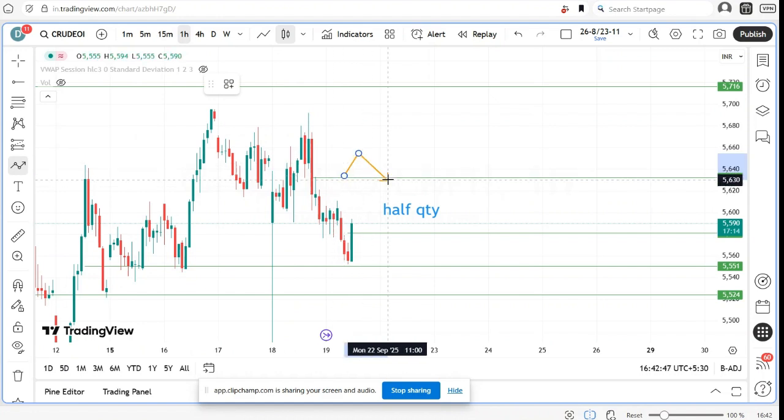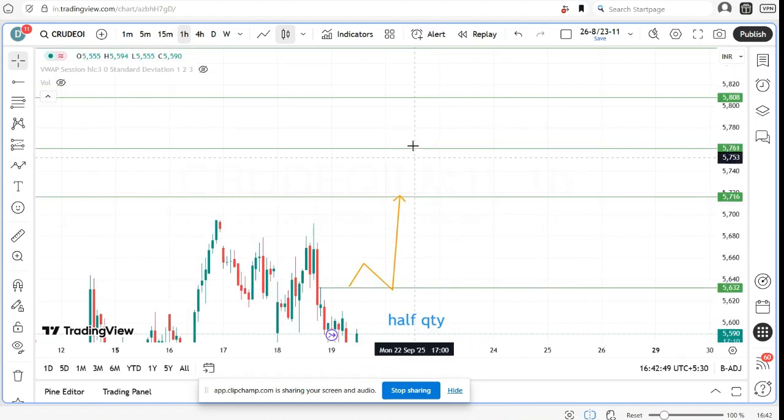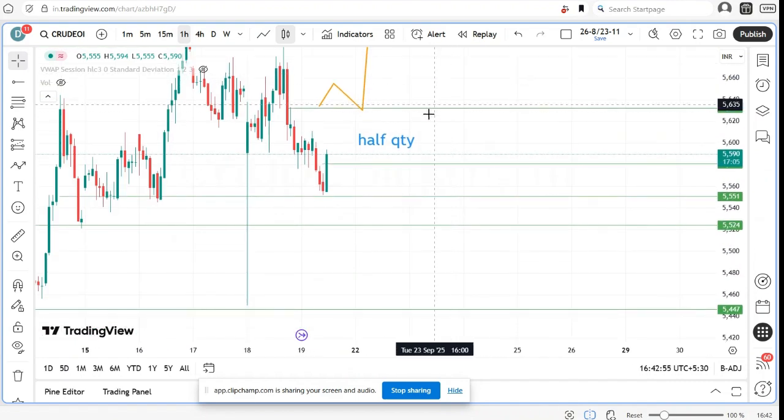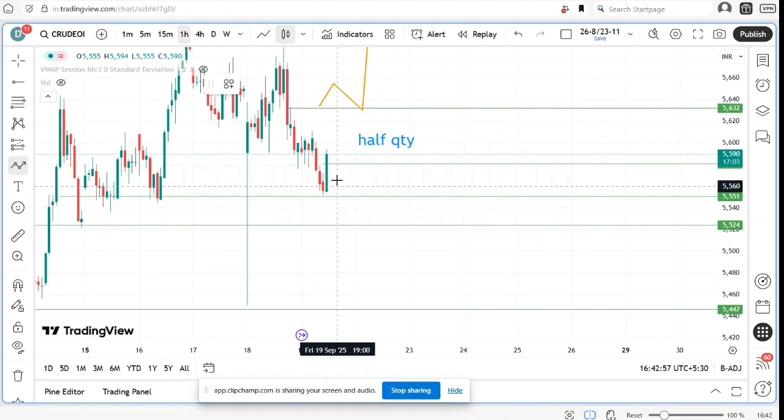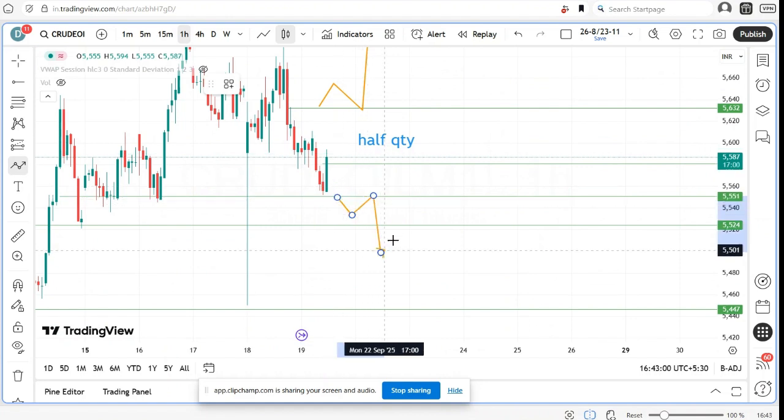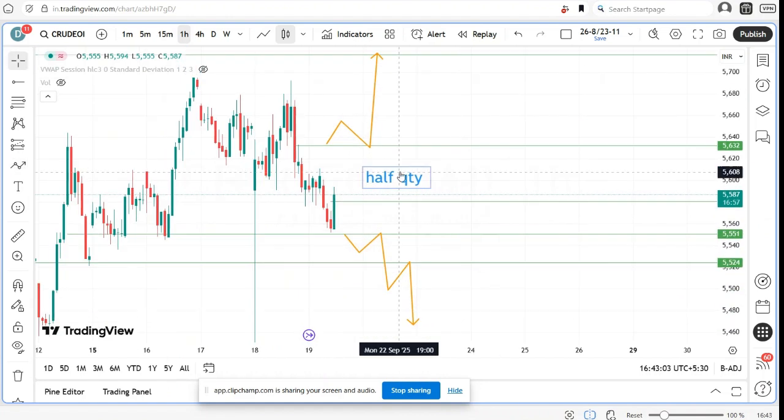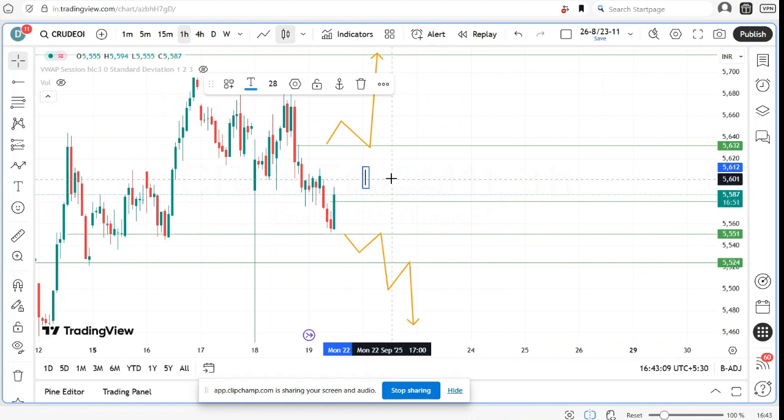Above this level, we have to look for buying opportunities. First target is this, and the next levels are the forward targets, first, second, third. And below this level, we have to look for shorting opportunities. This area of half quantity will not remain half quantity. It will remain a no trade zone.